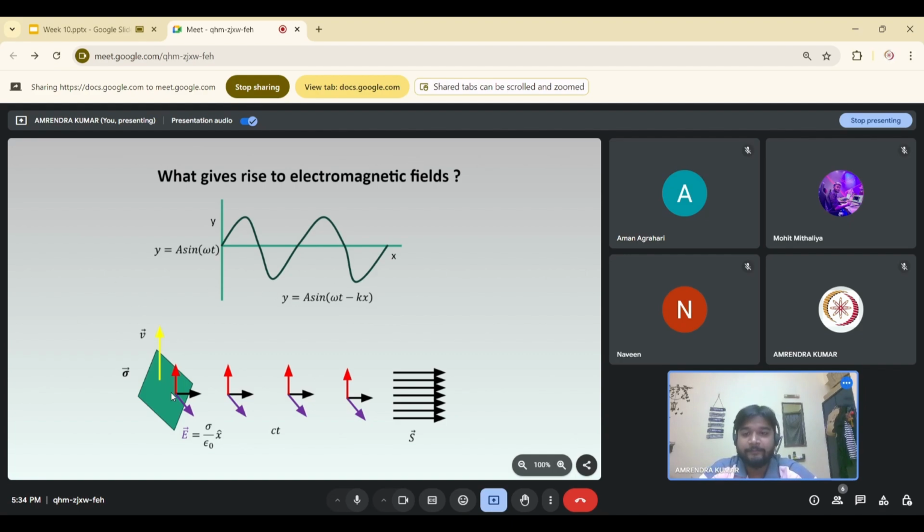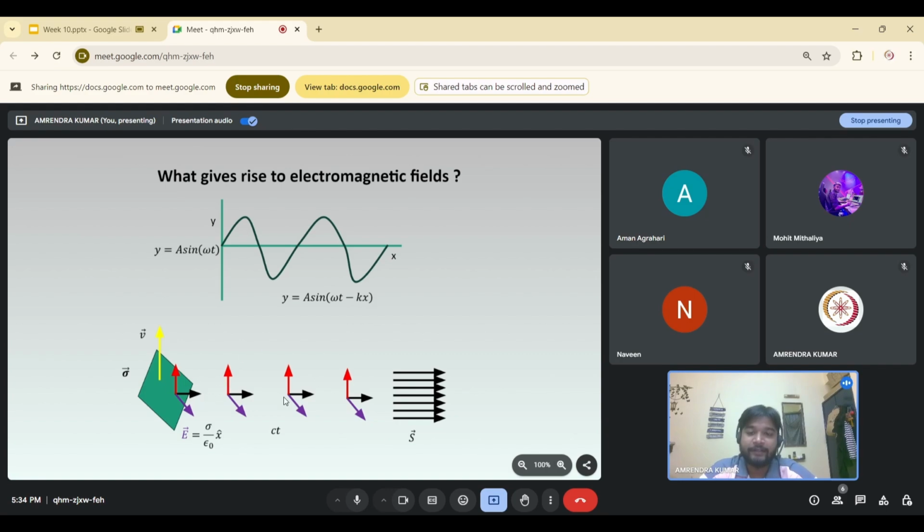In the same way, if we have a charged sheet with sigma surface charge density, and we are moving it with velocity v in the direction of x, there will be an induced electric field given by sigma naught, in the x cap direction. Then it will generate a magnetic field, and perpendicular to both there will be a propagating S vector that you can see.